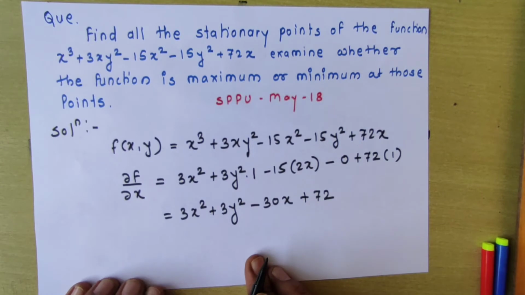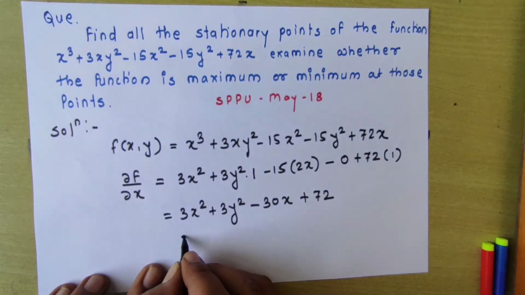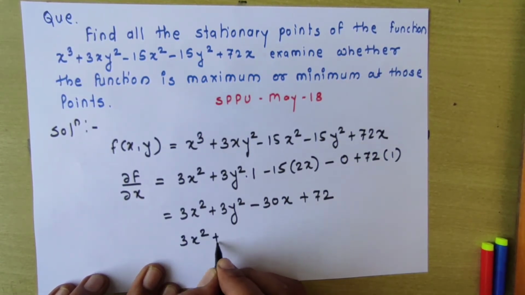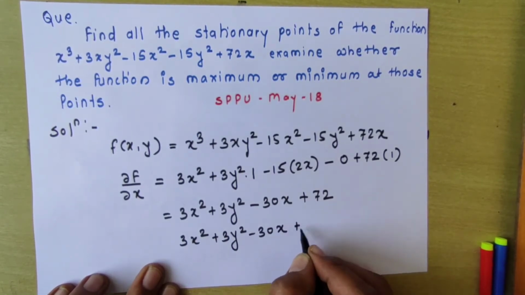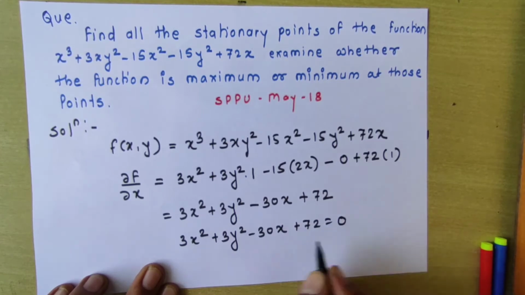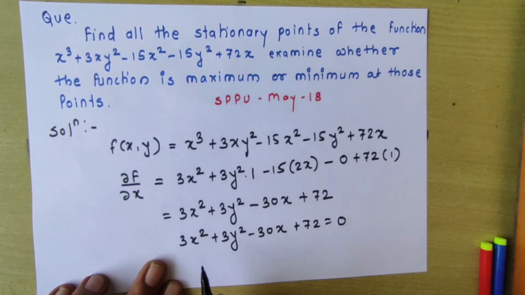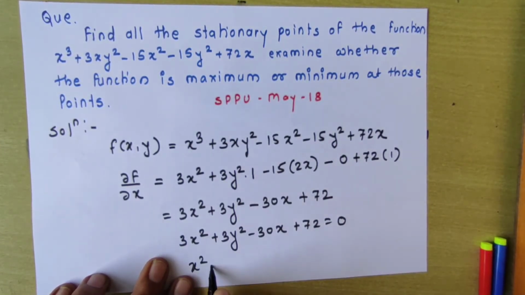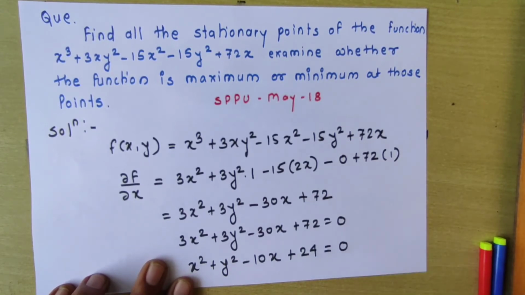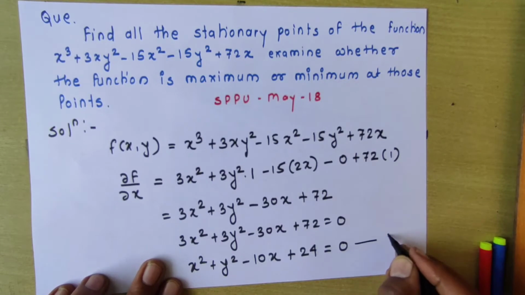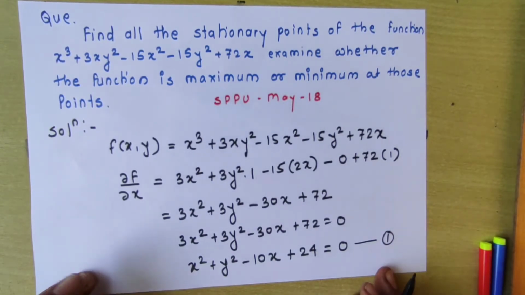Now by equating this term to 0, that is 3x square plus 3y square minus 30x plus 72 equals 0, we simplify this and get x square plus y square minus 10x plus 24 equals 0. So this is one relation between x and y to find the stationary points.